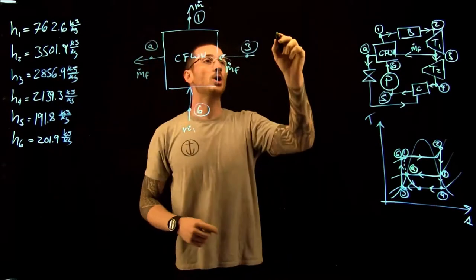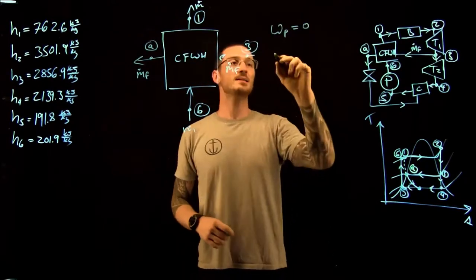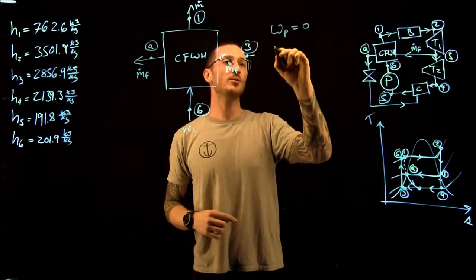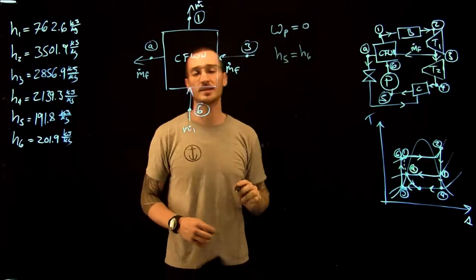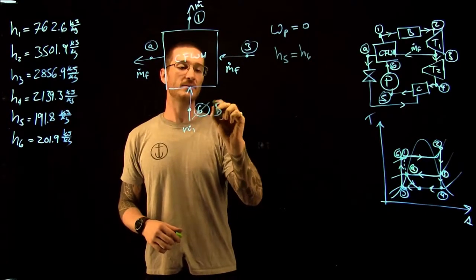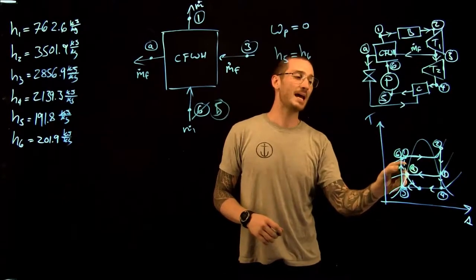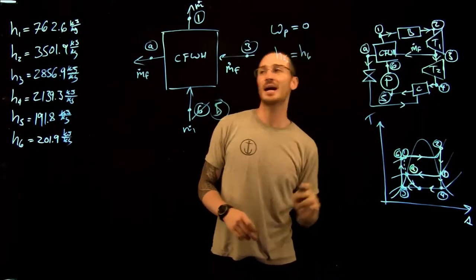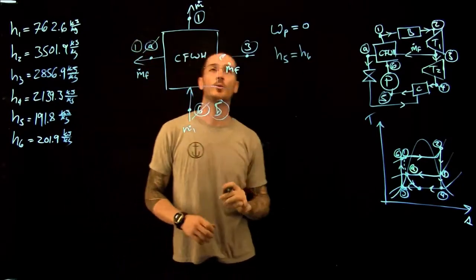Now, if you recall, we said that the work of the pump is equal to 0. What that means is that through our pump, we have no change in enthalpy, meaning that the enthalpy at 6 is equal to the enthalpy at 5. So we're going to change this here to be 0.5. Then if we look at our graph over here, we're also going to be saying that at point A, we have the same enthalpy as 0.1. So this here becomes the same as 0.1.